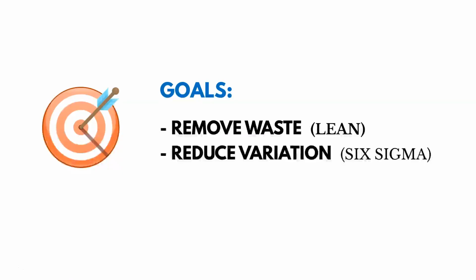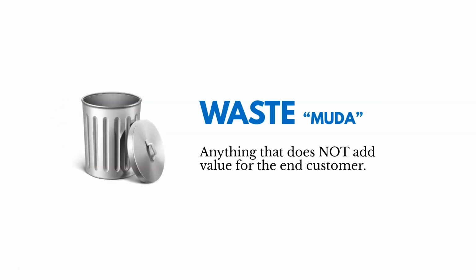As a reminder, there's two goals in Lean Six Sigma. The first is to remove waste. That's the goal of Lean. And then reducing variation is the goal of Six Sigma. And so in Lean, we're trying to remove waste. That's our goal. And waste is sometimes referred to as muda in Lean Six Sigma. It's basically anything that does not add value for the end customer. We want to eliminate it.